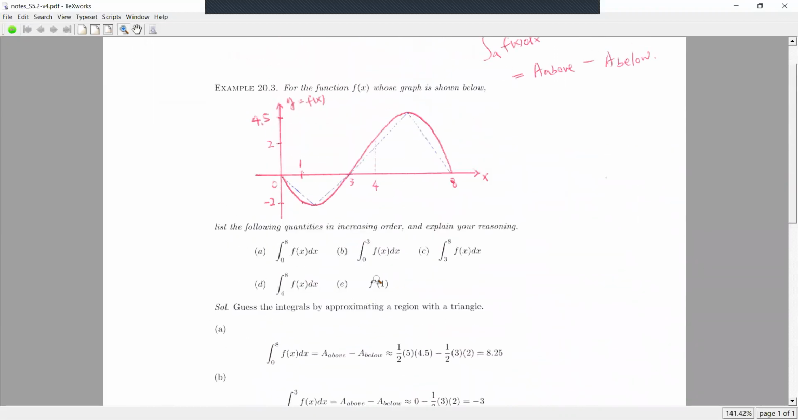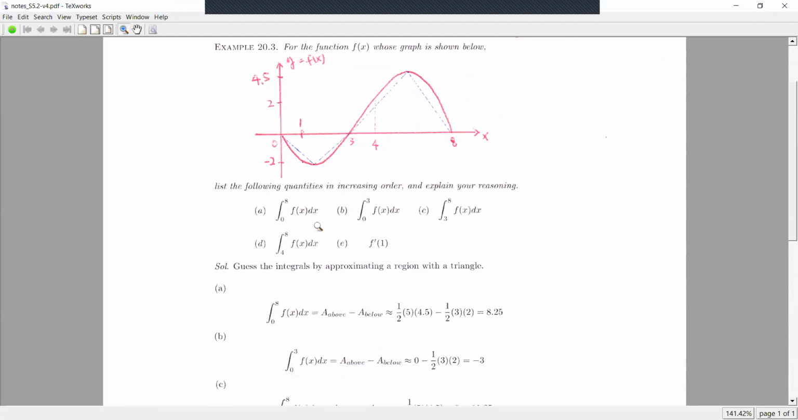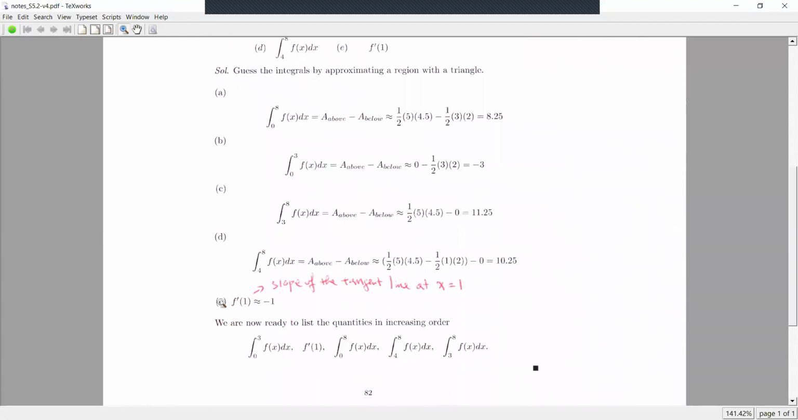Finally, guess on this derivative f'(1). Recall that the derivative is the slope of the tangent line. So draw a tangent line to the graph of the function f and guess the slope of the tangent line. Roughly, it is -1. So this quantity is roughly -1.